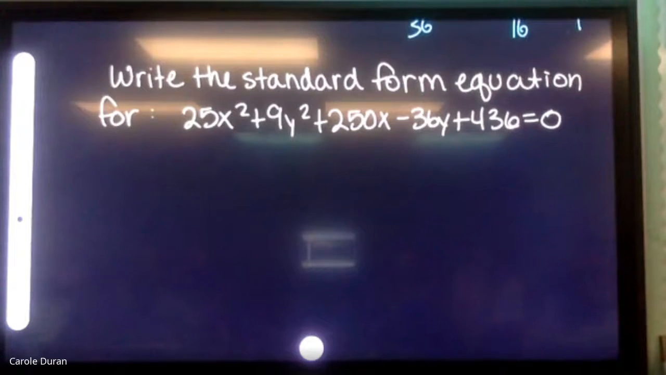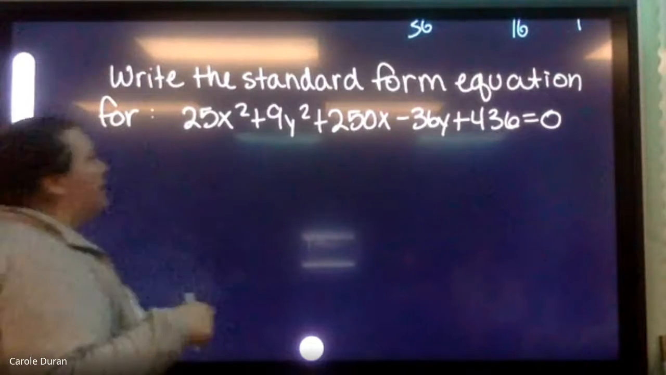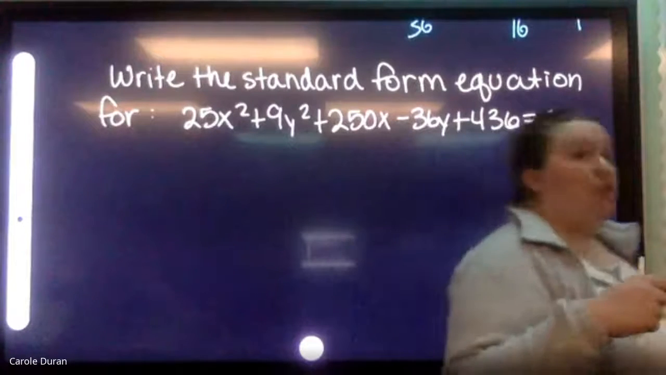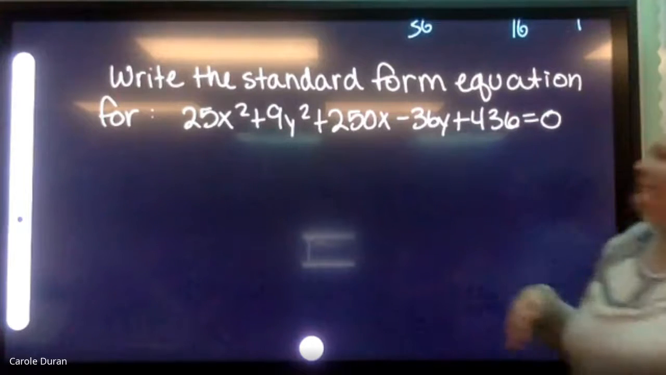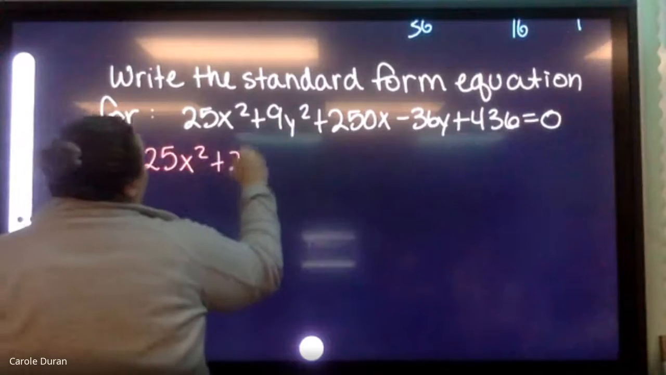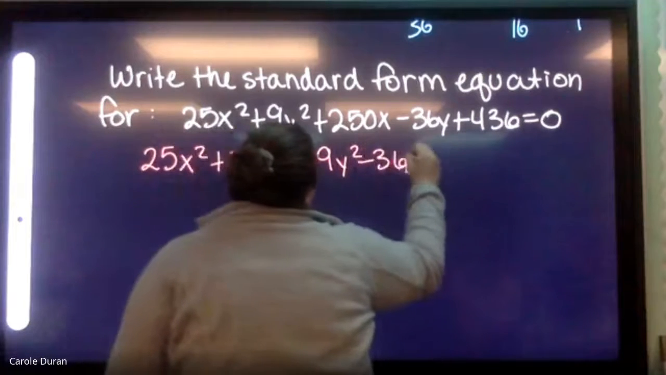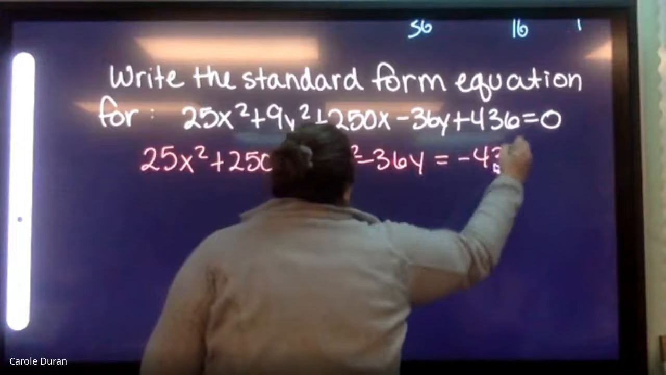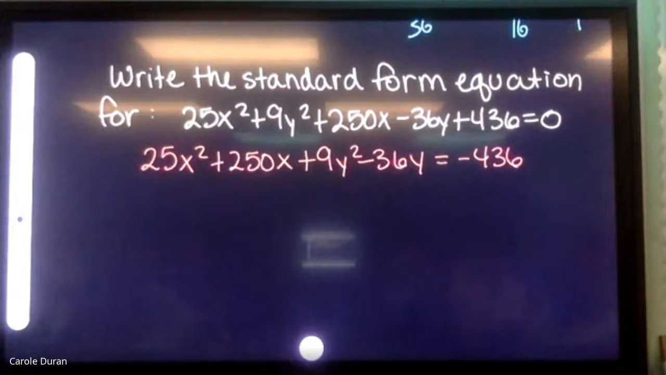Move the constant over. I cannot have it connected to any variable. So here my constant is that positive 436. When I move it over, it's going to become a negative 436. At the same time, I should probably go ahead and reorder it so my x's are together and my y's are together. So when I do all of that, I get 25x squared plus 250x plus 9y squared minus 36y equals negative 436. So I reordered to put like variables together, and I moved the constant to the other side.